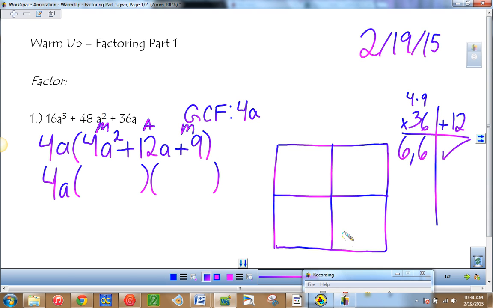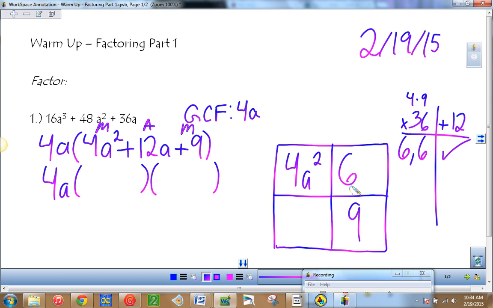Alright, so hold up. What do you already know goes into this box? We know that 4a squared goes here, and 9 goes in the bottom. Now we know that 6 and 6 goes in there. So you gotta find numbers that multiply to give you 36 and add up to give you 12. 6 and 6 definitely works.